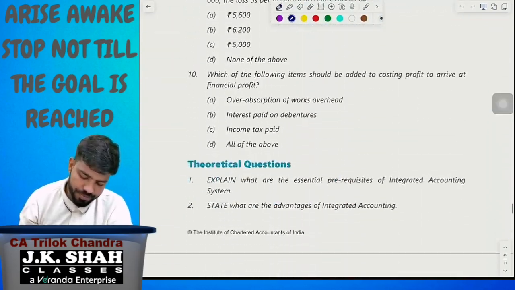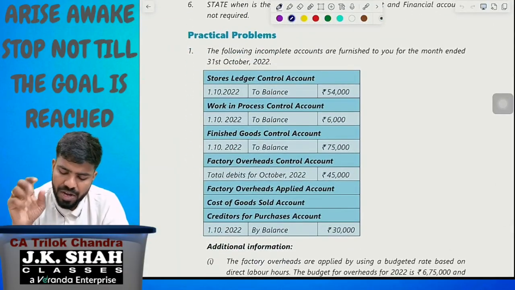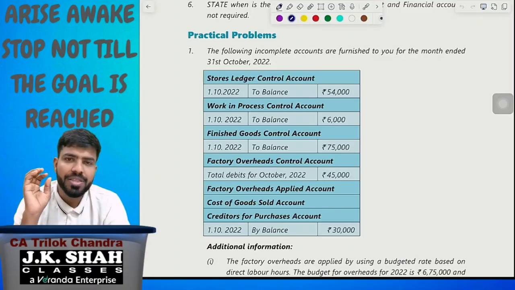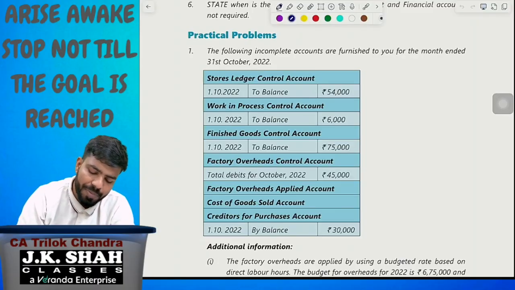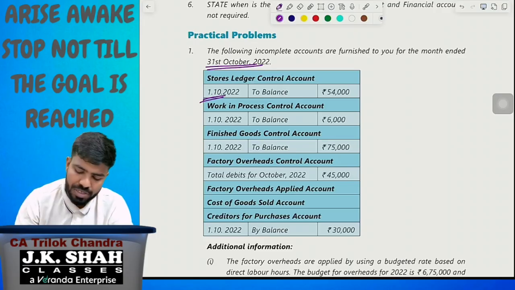Look at this. The following incomplete accounts are furnished to you for the month ended 31st October 2022. They have given the stores ledger control account opening balance. Why am I calling it the opening balance? It is as on 1st October 2022, not 31st October 2022. So this is the opening balance.